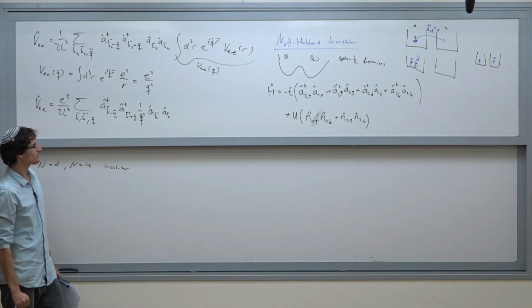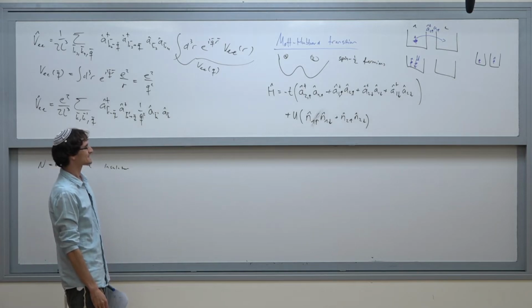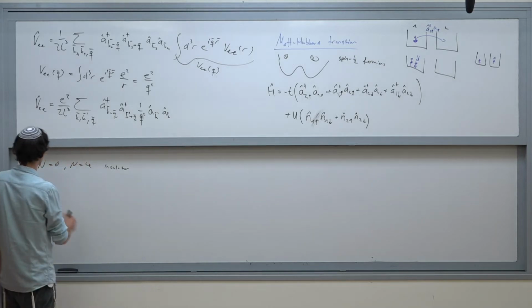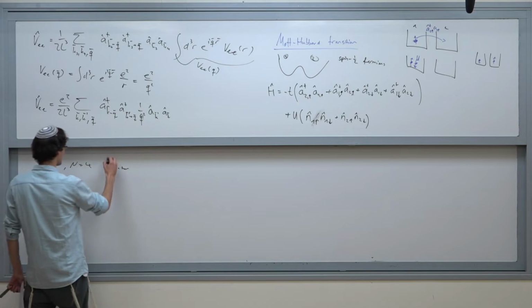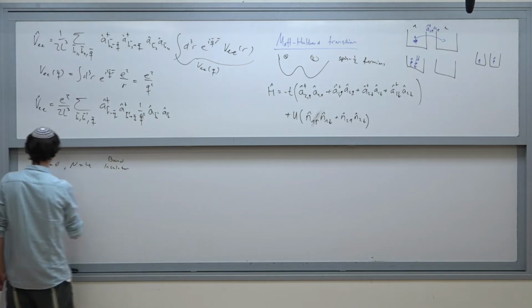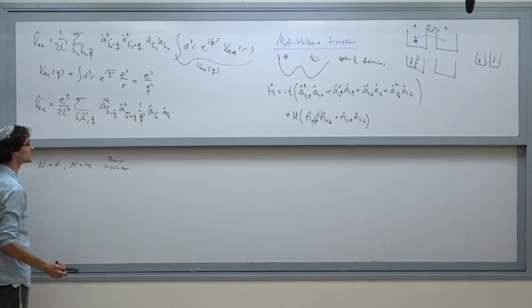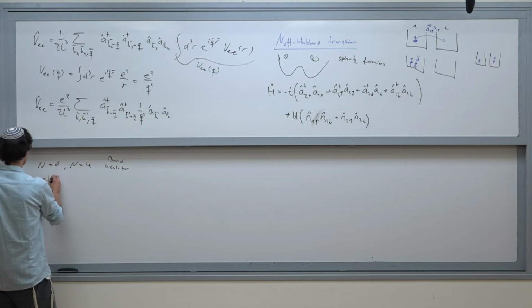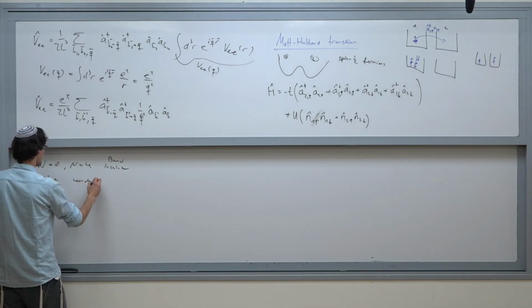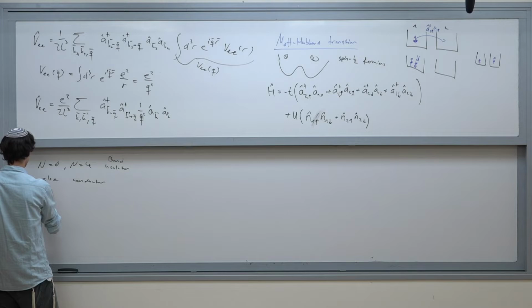So this is what we call a band insulator. Any other n would be a conductor. Except, there's one special case, and that's the one we're going to discuss today.